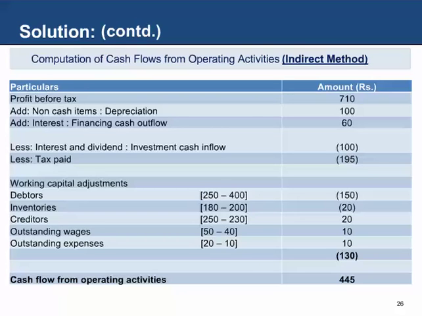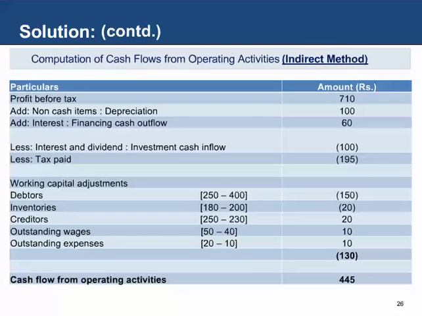So we'll start with profit before tax, which is 710. We'll add non-cash items, which is depreciation given in the question. We'll add interest, which is a financing cash flow, which we will understand better when we do that part, 60. We subtract the interest and dividend incomes, which are investment cash inflows. We also adjust for taxes paid.